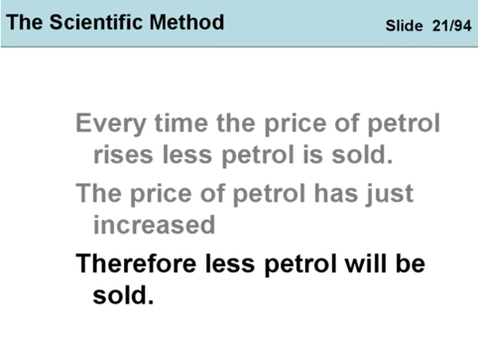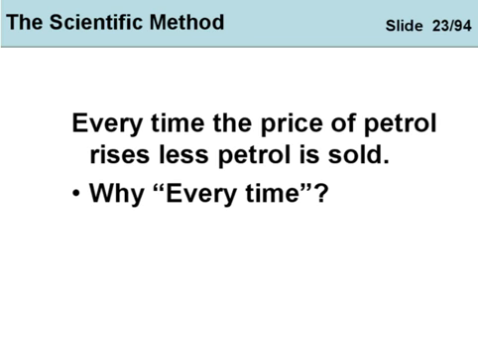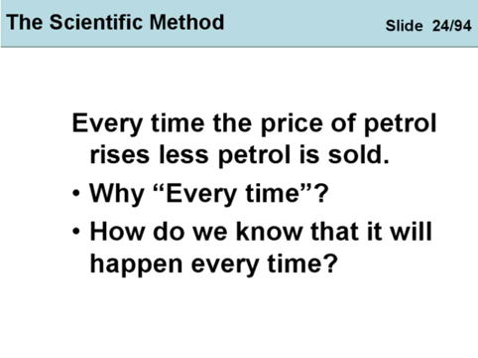Let's go back to the first part of that statement. The first part of the statement is: every time the price of petrol rises, less petrol is sold. Why every time? Where did every time come from? How do we know it'll apply in 100 years' time? How do we know it will happen every time? That's the problem. Can we see the future? Can we look into the future? Can we make predictions that are absolutely robust and will hold in all time and space? That's a big statement.